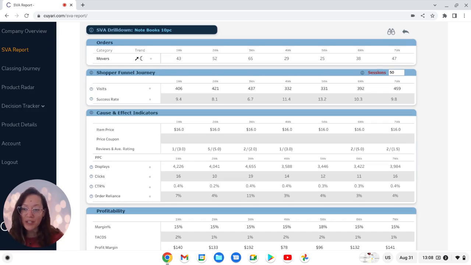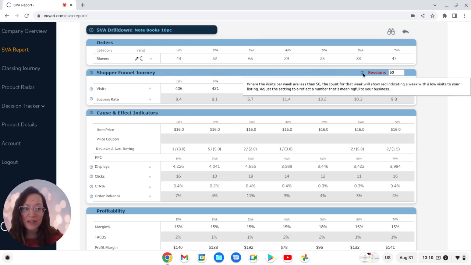If you need a reminder about what you're looking at, wherever you see a small question mark, just hover and it'll explain what this item means. As well, there is the information bubble, which gives a more thorough explanation to the titles of this category. You can find it all here: the shopper funnel journey, the SBA drill down, as well as sessions.